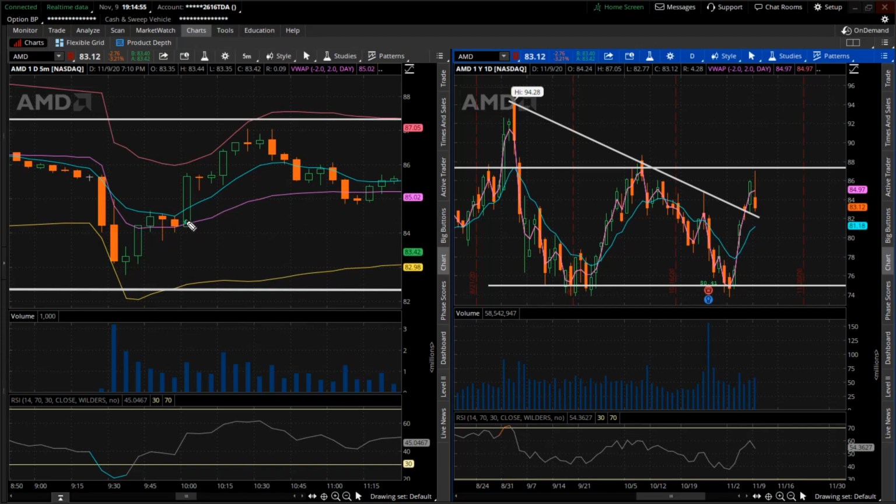So green's coming up, it's coming up, it's coming up. Okay, it's breaking past the high of that red. Boom! I'm in. Right there, I am in. Okay. Now, I understand that I'm starting to get volume again, and we're in a reversal.